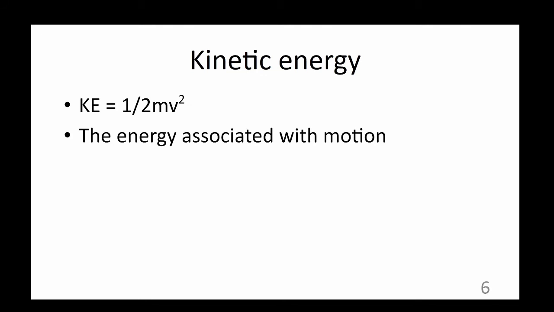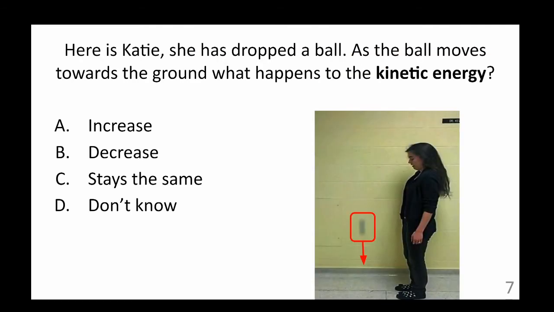Kinetic energy is associated with motion. It is expressed by the formula KE equals 1/2 mv squared, where m is the mass of the object and v is the velocity of the object, which is squared. Let's bring back Katie from our previous examples. Here, she's dropped a ball and it's falling to the ground. What is happening to the kinetic energy of the ball? The velocity of the ball would gradually increase due to the force of gravity, so the kinetic energy of the ball would also increase.